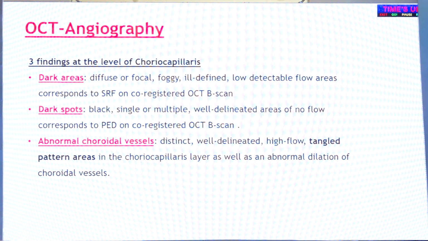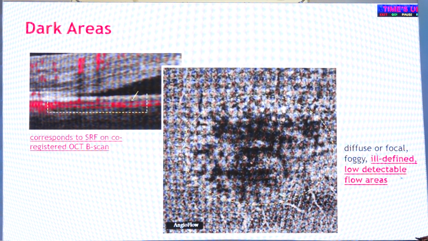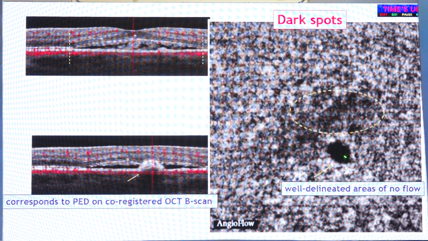And lastly, moving to the last entity, that is OCT angiography in CSC. You see these dark areas, dark spots, and abnormal choroidal vessels. These dark areas corresponding to the choriocapillary layer suggest a choriocapillary ischemia corresponding to the area of subretinal fluid on OCT B scan. And these dark spots usually correspond to the pigment epithelial detachment, co-registered pigment epithelial detachment on OCT B scan.